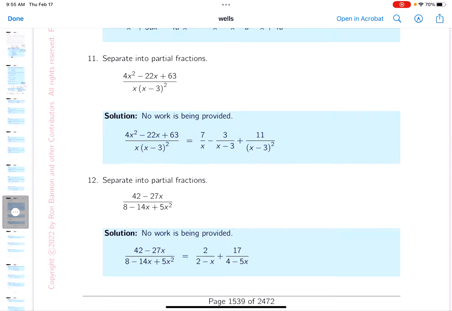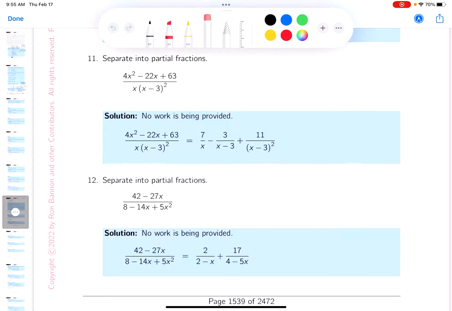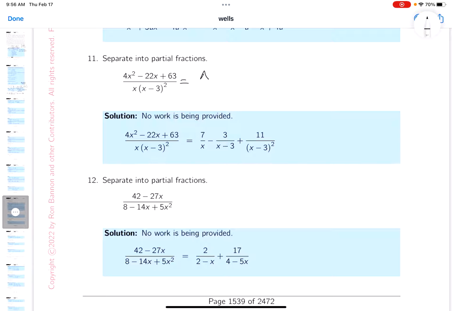Again, a fairly straightforward problem. Let's write it down. So I'm going to claim that I don't know x is a factor plus b over x minus 3 is a factor plus c over x minus 3 squared is a factor. And then what I'm going to do is multiply, what I've always done, multiply both sides by the LCD. Fairly simple to do. What do you get?